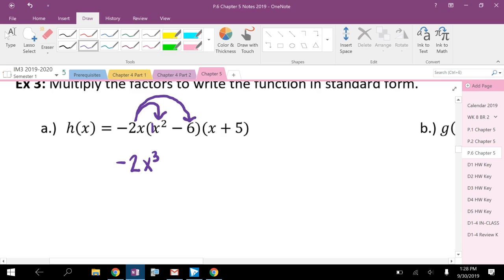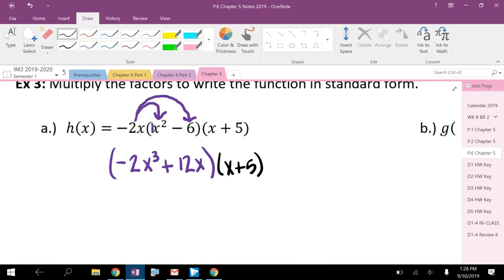Okay, do it again. -2x times a -6 gets you positive 12. How many x's? Just x. Good. Here's how you know that. Look, this guy only had 1. This guy has none. So just 1. Now I'm going to bring this guy down. Very good. And now you're back to something that you've seen before where you do the first, outer, inner, last.